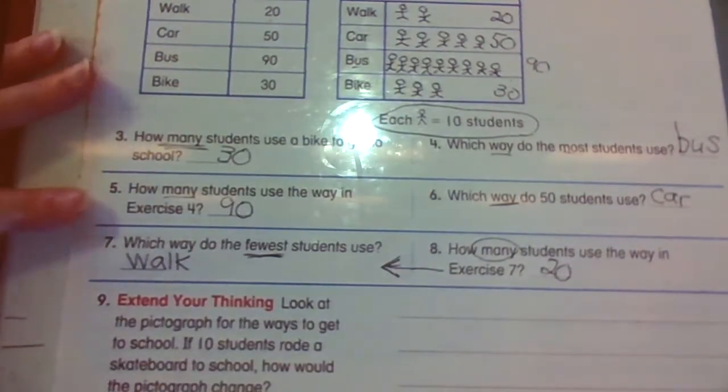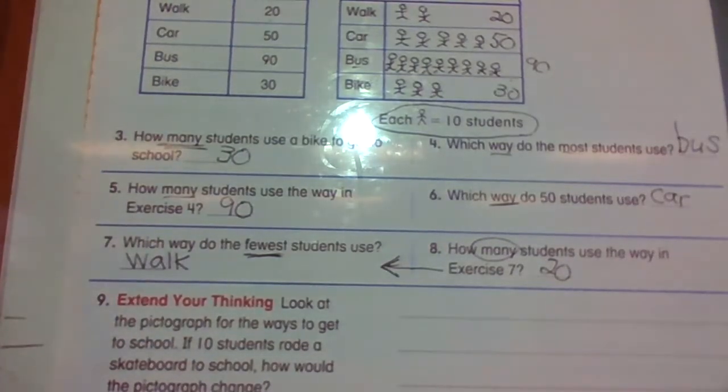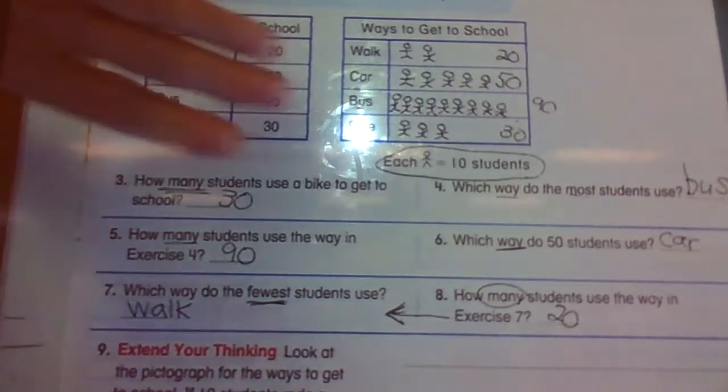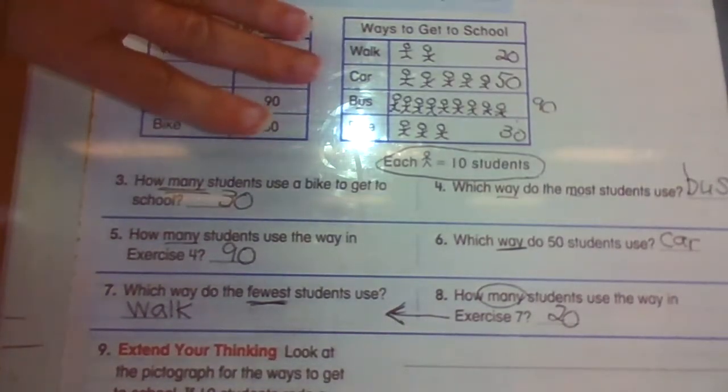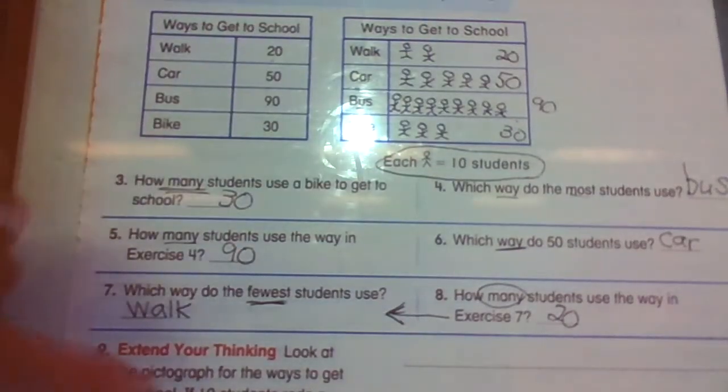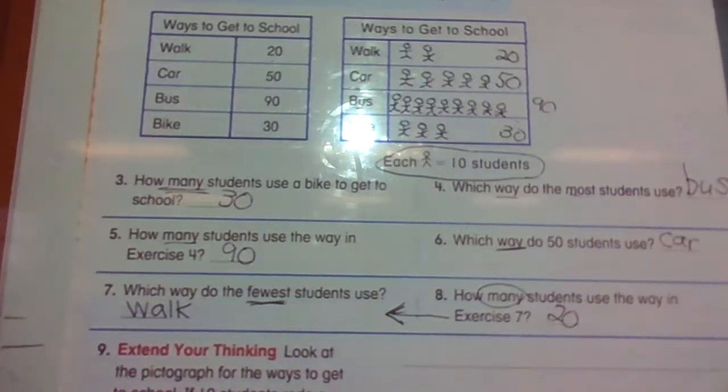Do not look at the pictures. That's so important. Okay, now, the extend your thinking. We're not going to write it. We're just going to talk about it. It says, look at the pictograph for the ways to get to school. If 10 students rode a skateboard to school, how would the pictograph change? Okay, what would we have to do to put in skateboard? Well, we would have to create a space for it, write skateboard, and then we would have to draw a picture, the symbol representing 10. So how many symbols would we draw? We would only draw 1.